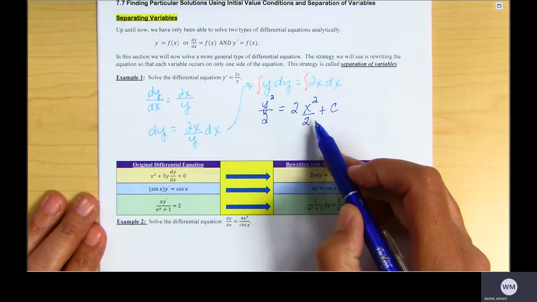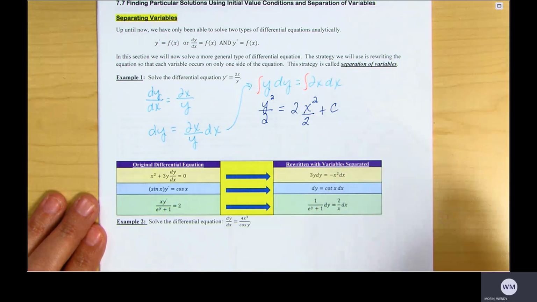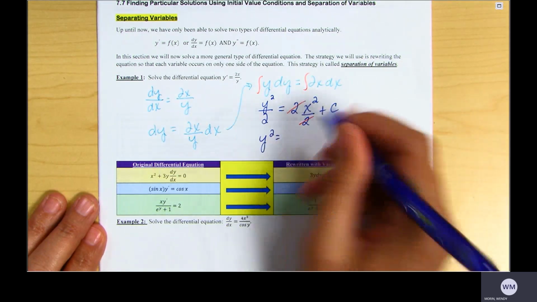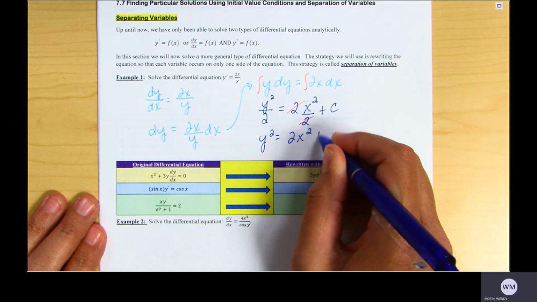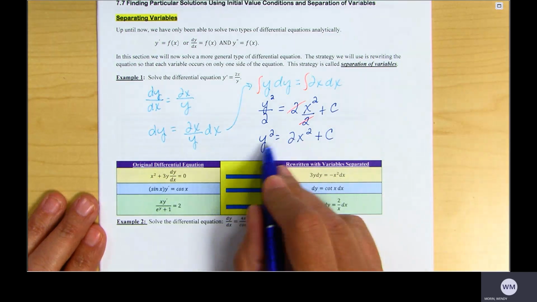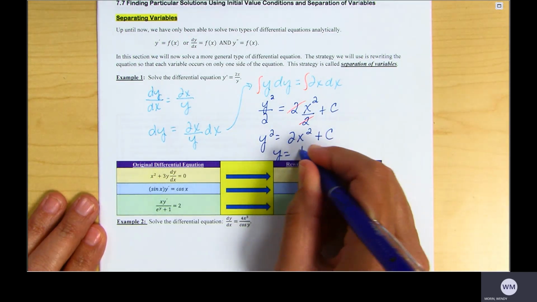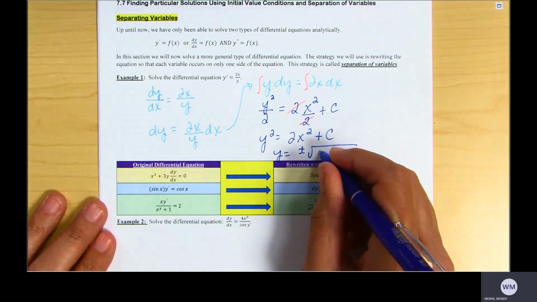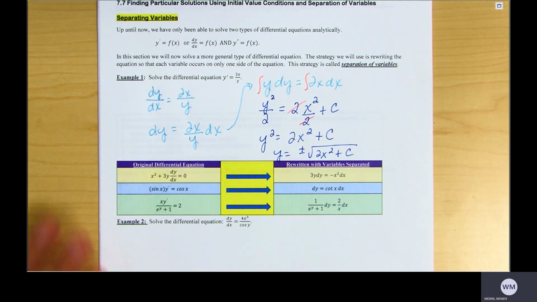Okay, so the 2's end up canceling out. We're going to multiply both sides by 2, and you get y squared equals 2x squared plus 2 times a constant, which is still some constant. And then to solve for y, you take the square root of both sides, and don't forget your plus and your minus. Okay, and that's your answer. So that's a general solution, because obviously we don't know enough information to find c, but that is finding a general solution using separation of variables.